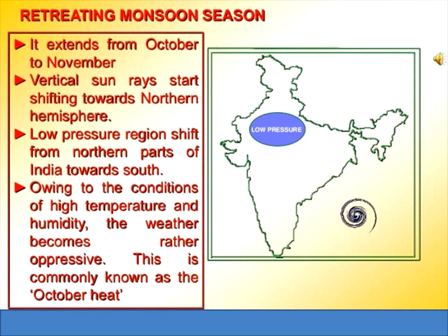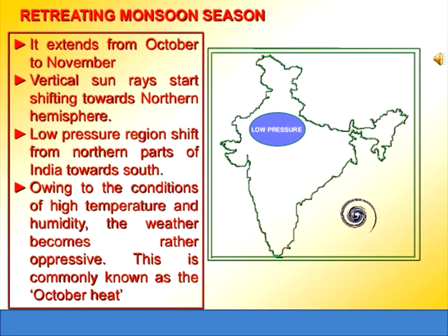And next is the advancing monsoon, the rainy season. This is what we call the retreating monsoon season. This is the transition season. That is the term called the transition season. It extends from October to November, and the vertical sun rays start shifting towards the southern hemisphere. You can tell that this area, the northern plains, creates a low pressure area. The low pressure region shifts from the northern parts of India towards the south, and due to high temperature and humidity, the weather becomes rather oppressive. This is commonly known as October heat.